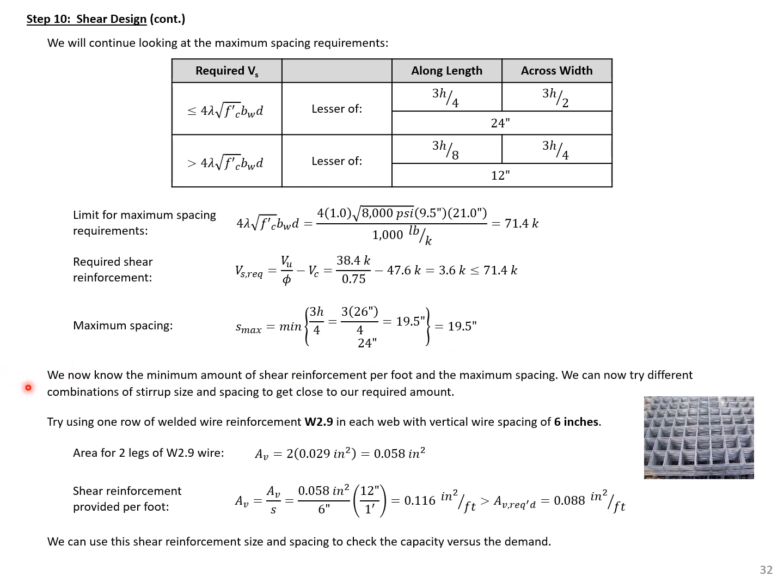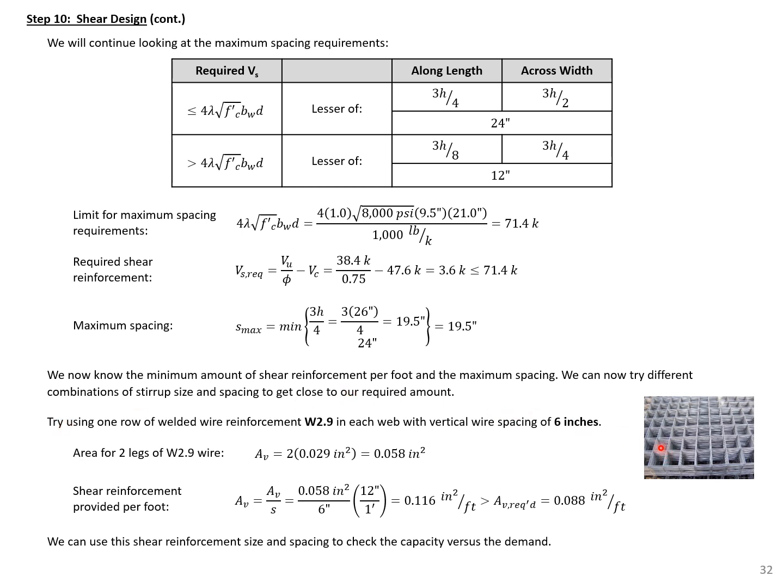We can now decide, we know the minimum amount of shear reinforcement required per foot and the maximum spacing. So we can try different combinations of bar size and spacing to get close to the required amount. In precast and prestressed concrete applications, something called welded wire reinforcement or welded wire mesh is often used because it's simpler to place and can speed up fabrication.